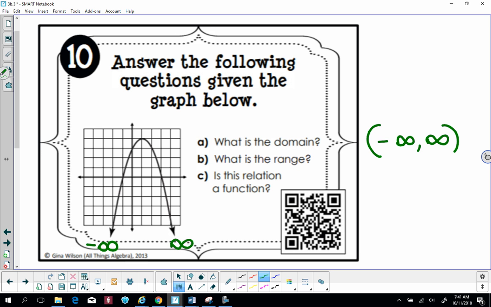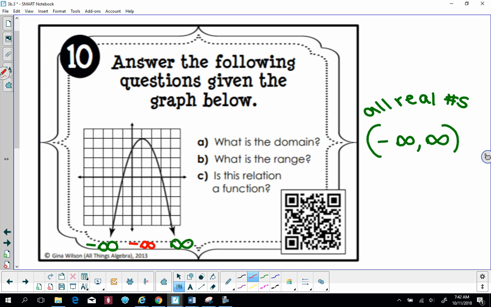We also know that it's known as all what? All real numbers. It includes everything in the book. So you can fill this in on A for number 10. The range, I know I'm looking up and down. So when I'm looking up and down, I know it's going down forever and ever. So I know that's negative infinity.